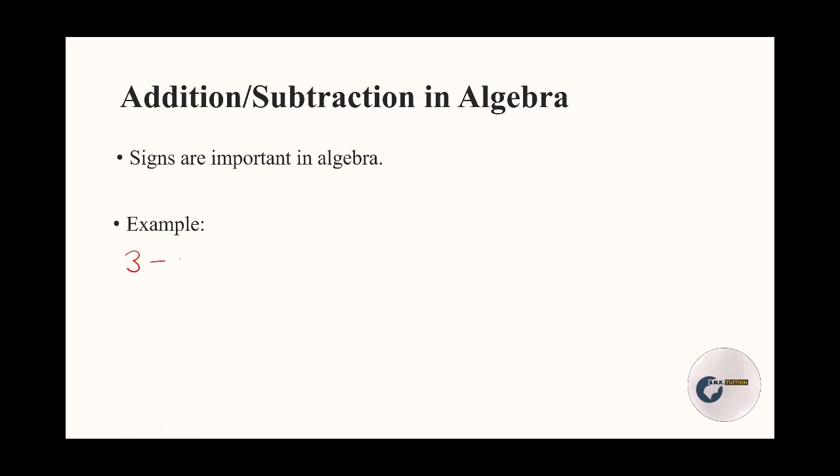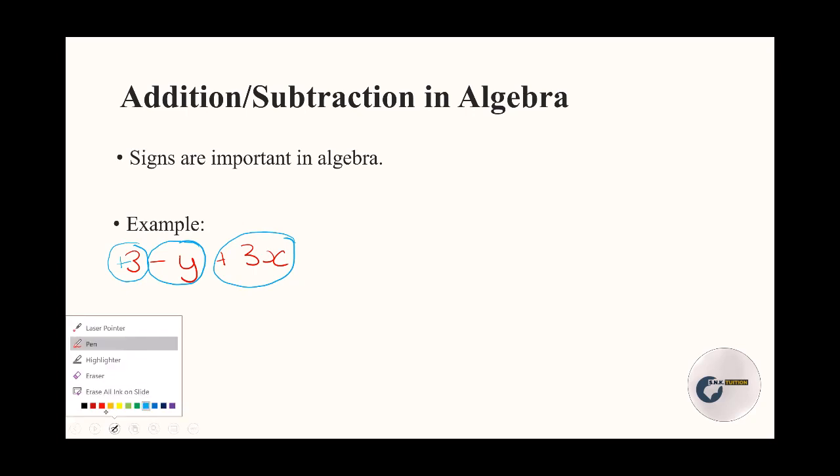So if I give you an example of 3 minus y plus 3x, this is our expression. Now, to know which sign belongs to which term, all we have to do is look at the sign in front of it. Now, obviously, this is 3. We know it's positive, so this is a plus 3. This minus sign belongs to the y, and this plus sign belongs to the 3x. So the 3x is positive, the y is negative, and the 3 is positive.